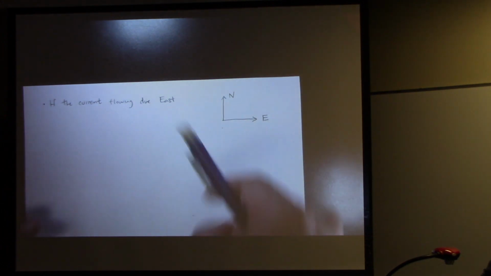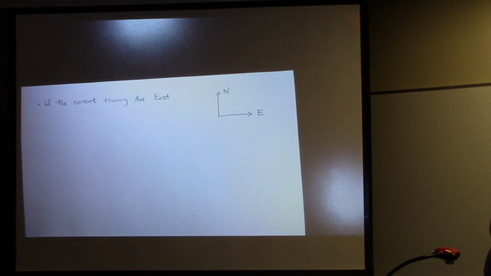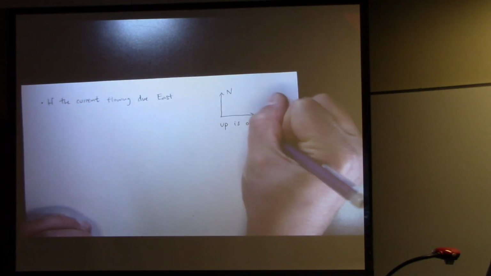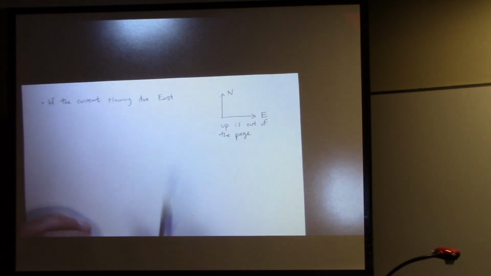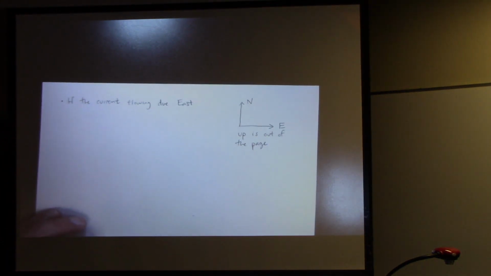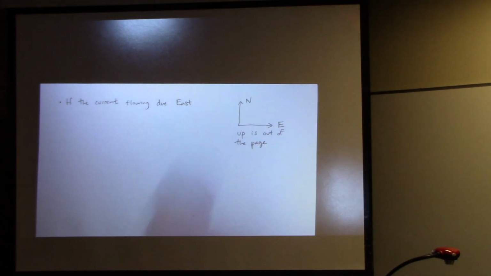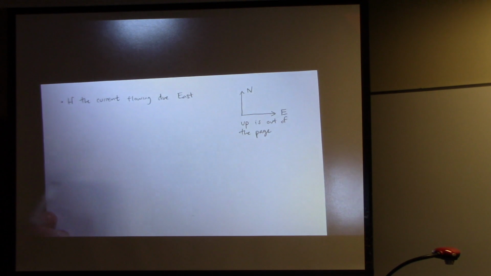Now, if I'm going up, off the ground, that would be out of the page. So up is out of the page. And then, of course, if I'm going down, then I'd be going into the page. So up towards the sky is out of the page. Down into the ground is into the page. That's how we set up our directions.